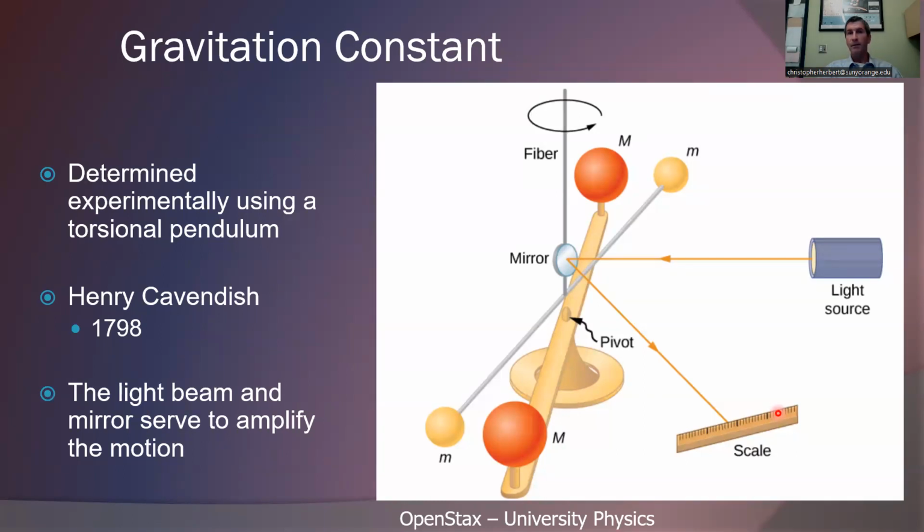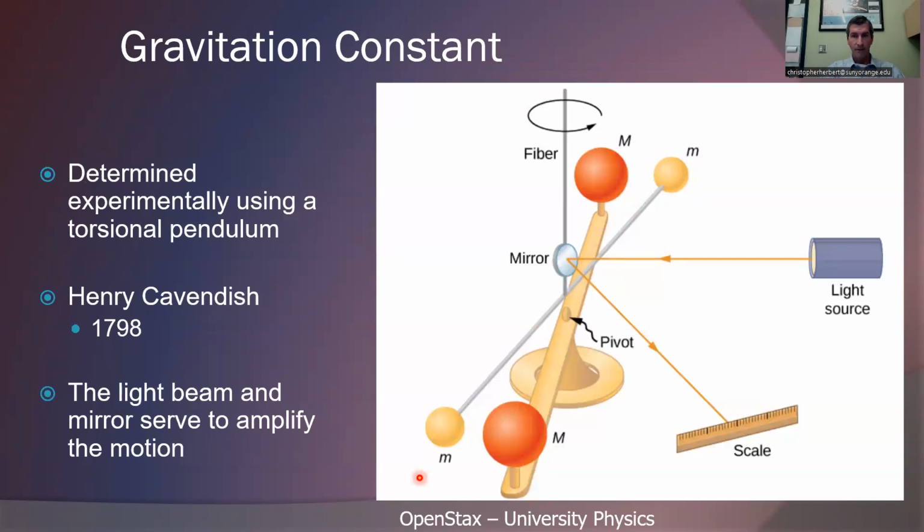Coming up with G was a very challenging experiment, and this was done by Henry Cavendish in 1798. So while we all knew how gravity behaved, that it was an inverse square law, this value for G eluded us for quite some time. And he came up with an ingenious way of measuring this. The way that he did this is he used a torsional pendulum.